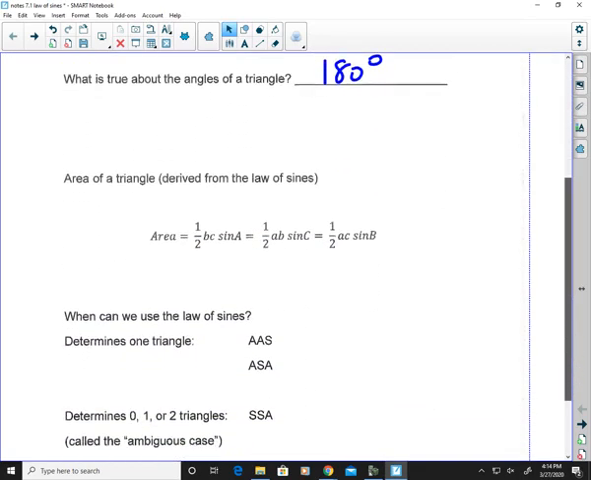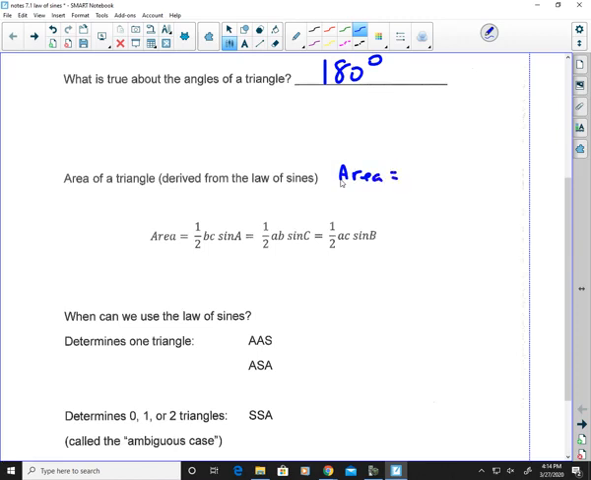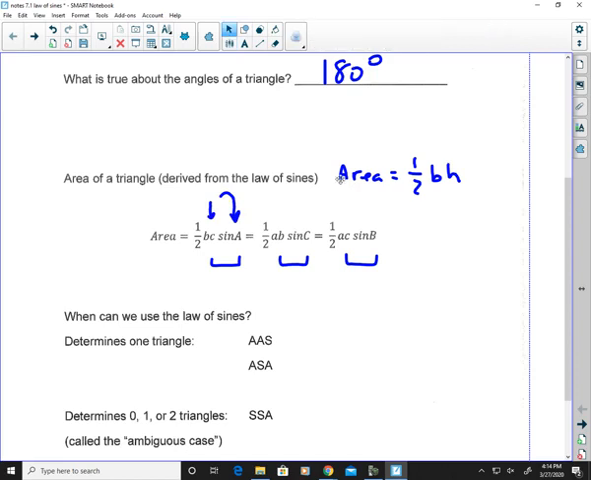Then we have the area formula, and this is derived from the law of sines. If you think about the area of a triangle, we always think of it as 1/2 base times height. This formula can find the height of a non-right triangle, so we can find the 1/2 base times height for a non-right triangle using this, and this is just 3 versions. The idea being that if you have 2 sides and the angle that they form, you can find the area using that.